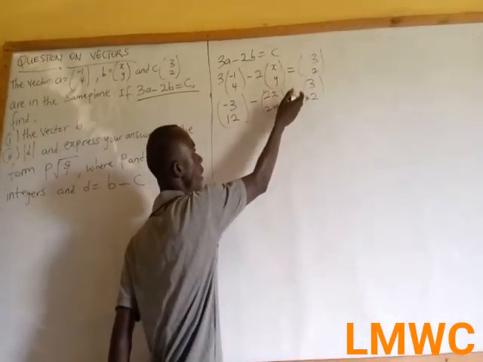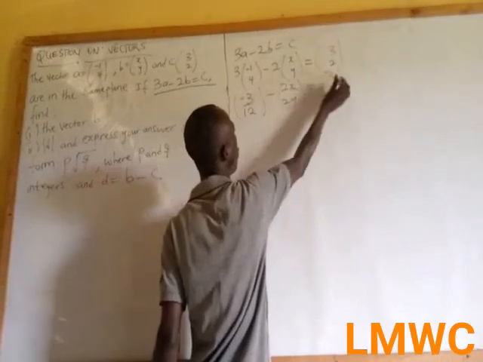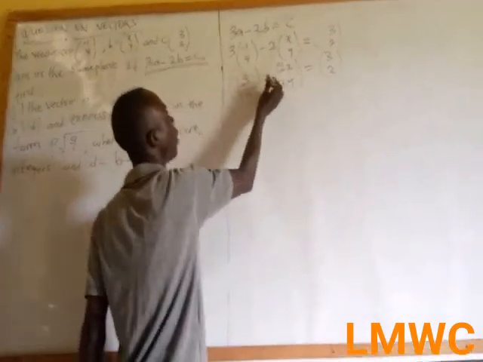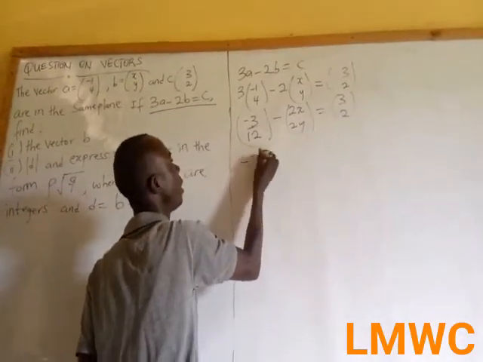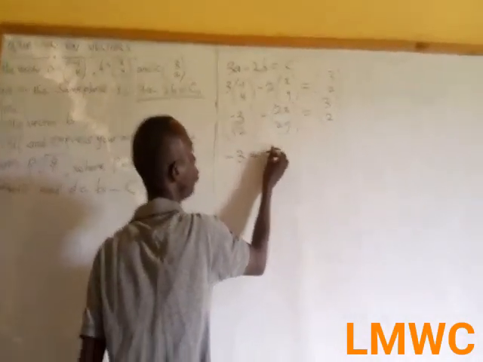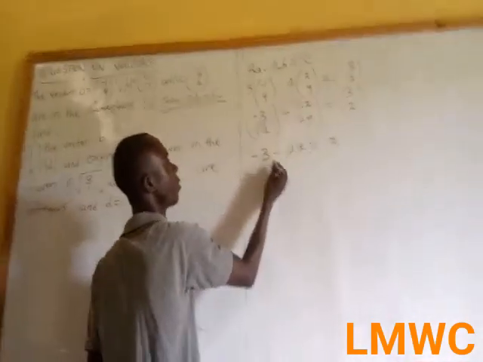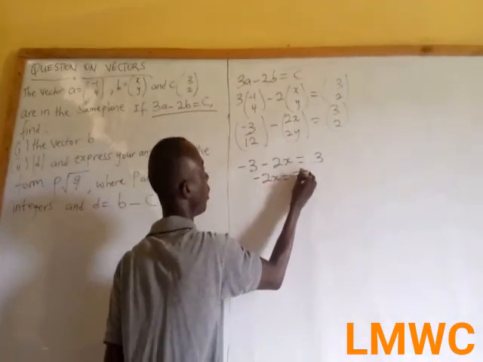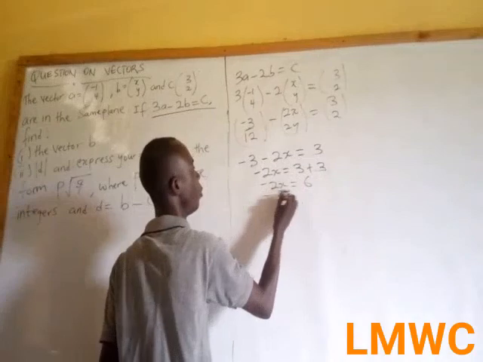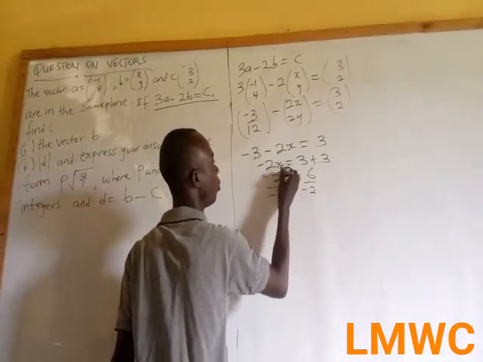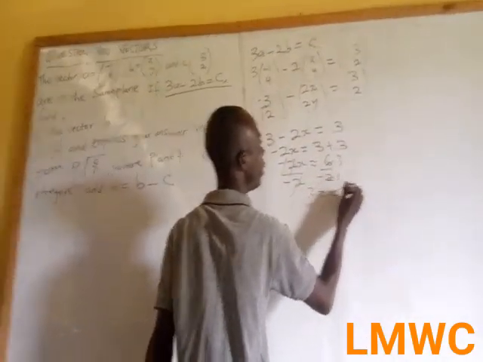Once we have an equal sign, we call it equality of vectors. You equate the top ones and also the bottom ones. For the top ones, we have negative 3, negative 2x, and 3. It becomes negative 3 minus 2x is equal to 3. Let's group like terms. So negative 2x is equal to 3 plus 3. Negative 2x equal to 6. You divide both sides by negative 2. So x is equal to negative 3.